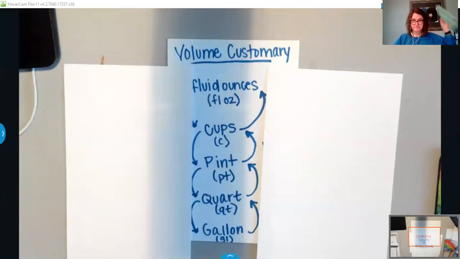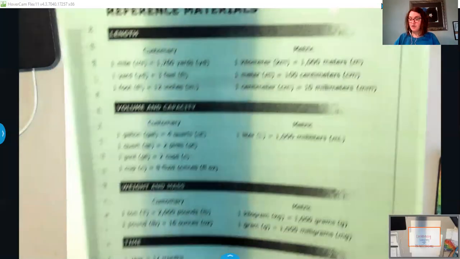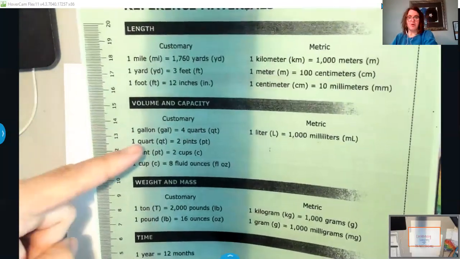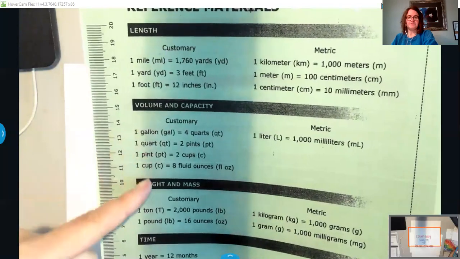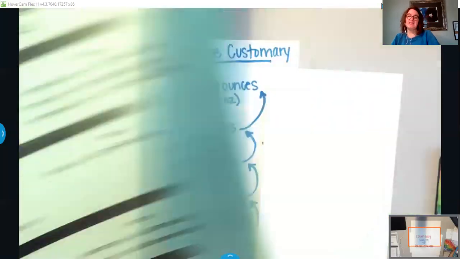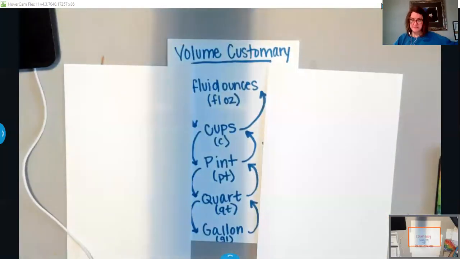Once again, this is not new information. It's located right here. This is just an easier way to figure things out. Easier way to reference this. Okay.